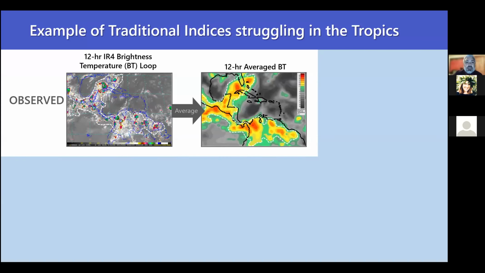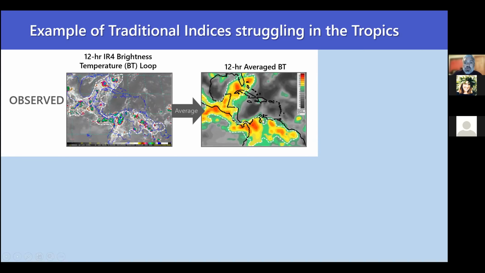This is just an example of what I'm talking about. This is a 12-hour cycle of convection over the Caribbean and North, South and Central America. Basically what we're looking at is IR4, one of the longwave IRs. So we're looking at brightness temperature, and you can see these cold tops are convective cells. So what we did was average that over the 12-hour period and got these results with the colder areas.